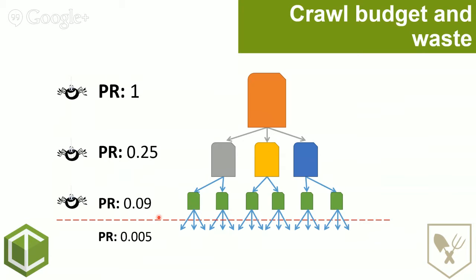So forcing a crawler to visit too many pages effectively means that some of your pages will be crawled less often, and potentially changes won't be found for a long time.